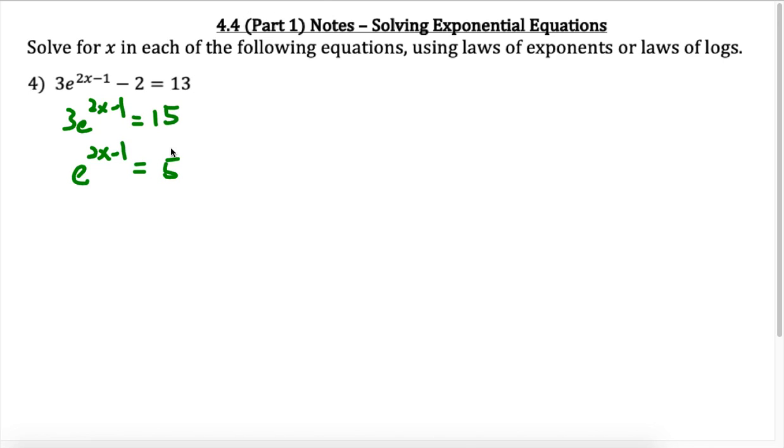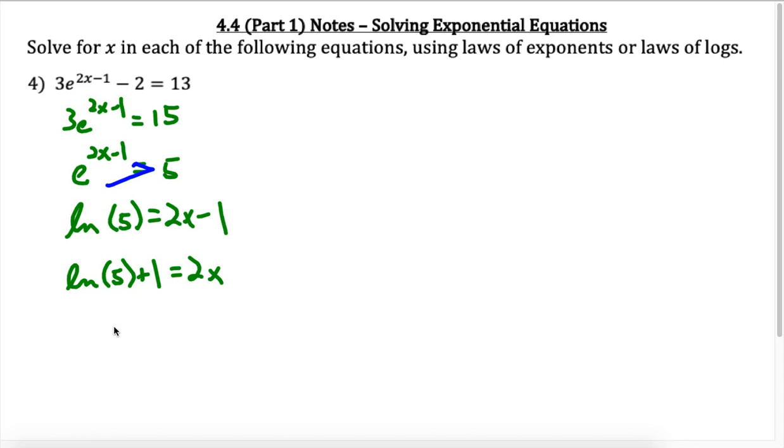Right? So to do that, we're going to do log base e of 5 equals 2x minus 1. Log base e is the natural log, so that'll just be natural log of 5 equals 2x minus 1. To solve for x, we'll add 1 over, and then divide by 2. So we'll have natural log of 5 plus 1 over 2 equals x. And then that I can plug into my calculator.